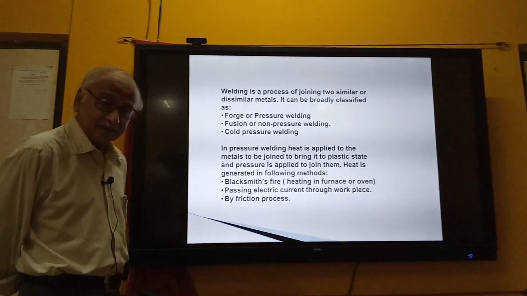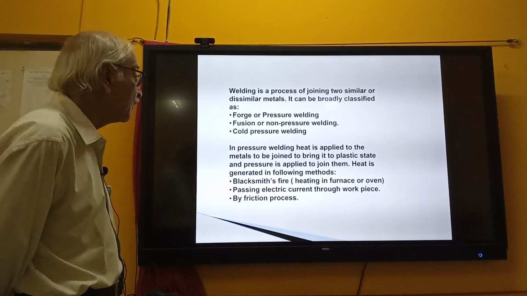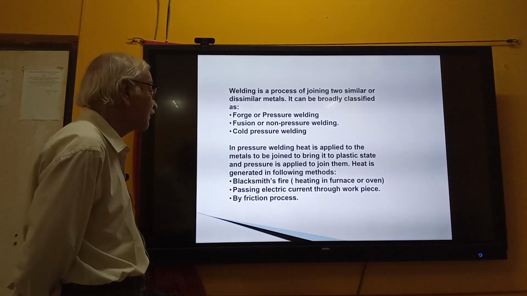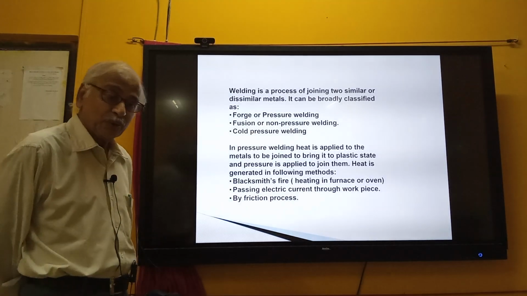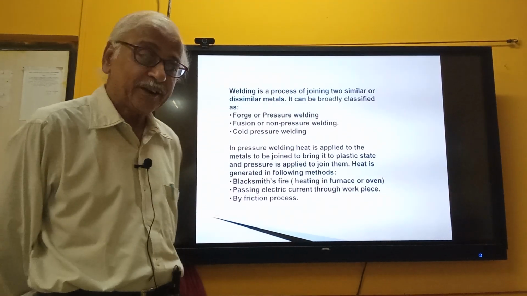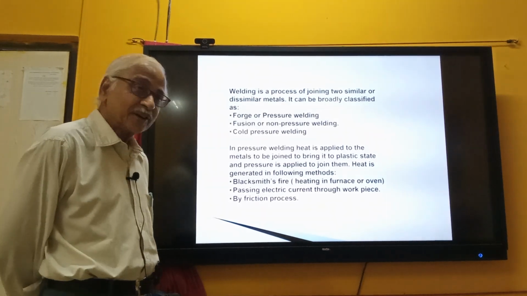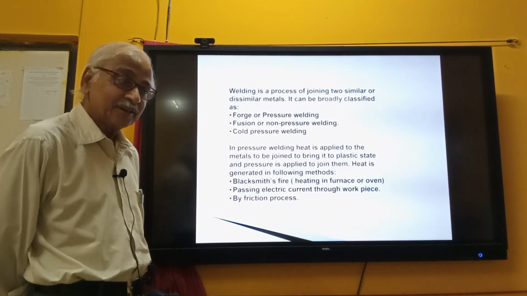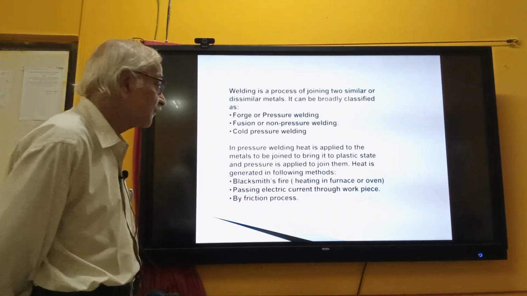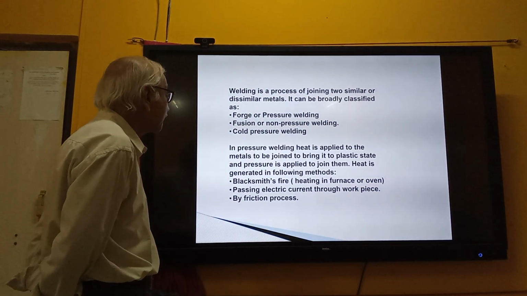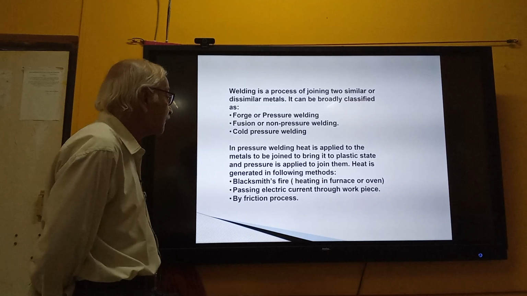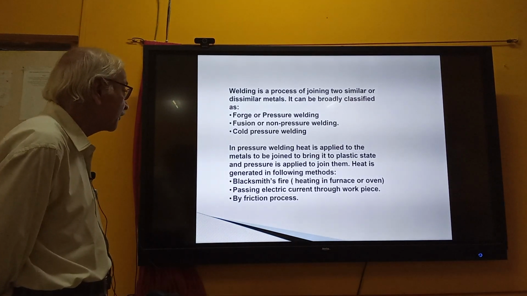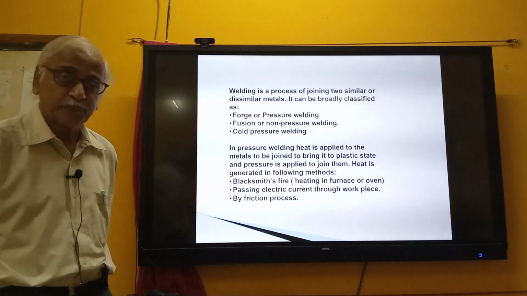Now, what is welding? Welding is the process of joining two similar or dissimilar metals. So, welding basically is a process of joining two metals. Sometimes it can be three metals also, but they can be similar or dissimilar. Now, it is broadly classified as forge or pressure welding, fusion or non-pressure welding, and cold pressure welding.